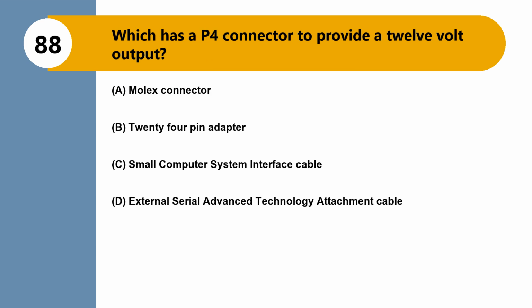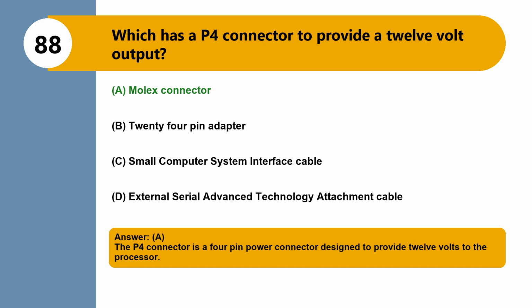Question 88. Which has a P4 connector to provide a 12-volt output? Option A, Molex connector. Option B, 24-pin adapter. Option C, small computer system interface cable. Option D, external serial advanced technology attachment cable. The correct answer is option A, Molex connector. The P4 connector is a 4-pin power connector designed to provide 12 volts to the processor.